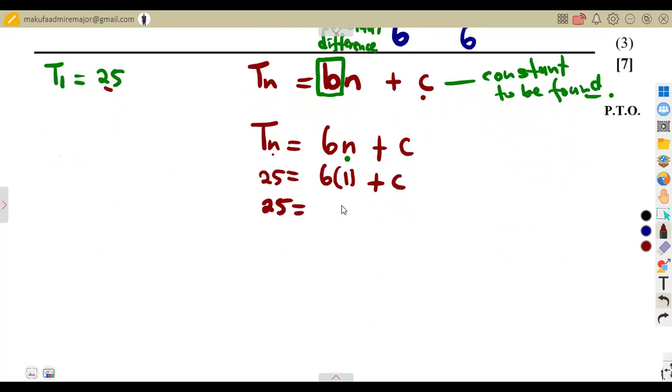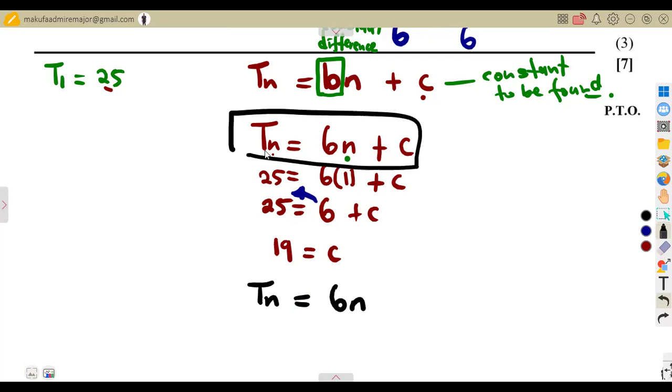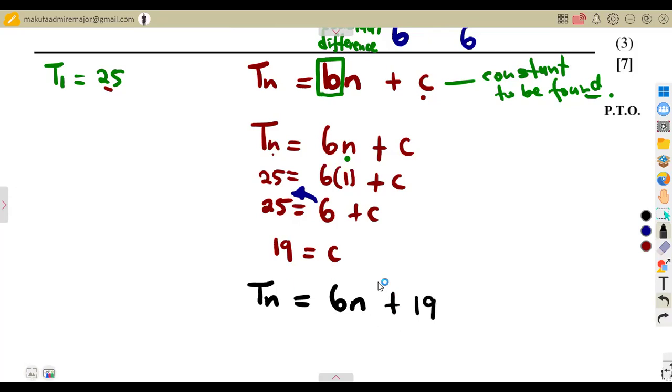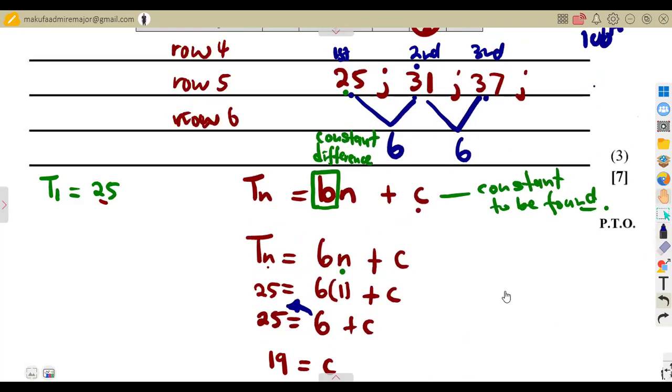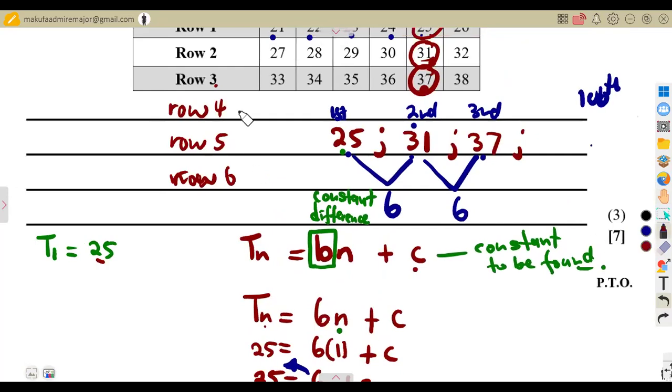25 is equal to 6 times 1, that is going to be a 6. Then you can transpose this to the other side, it will be a minus. 25 minus 6 is 19. So meaning to say Tn is equal to 6n plus c, 6n plus 19. Remember the constant to be found. This is the relationship that we are having in terms of these rows.